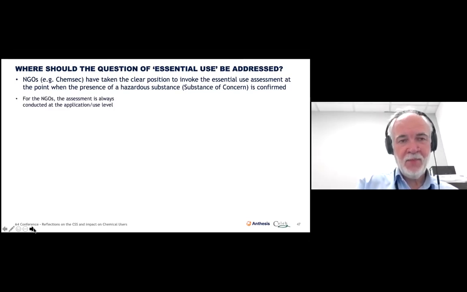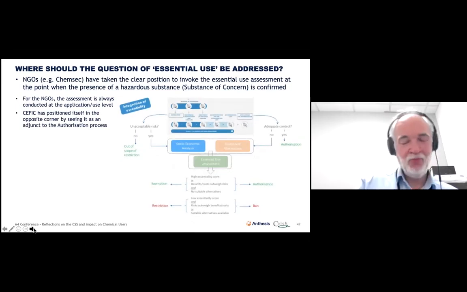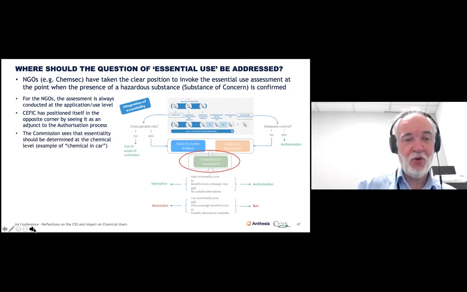On the other hand, the counter of that is the CEFIC position, which is the chemical industry position, the mainstream chemical manufacturers, who see essential use positioned completely differently, actually as part of the authorization process. So in other words, they've gone through the whole risk agenda and the adequate control or non-adequate control and added it in as a determinant for an authorization, which is obviously least impact and probably too extreme on the other end of that. So you can see the polarization in the discussion, and I think that's going to take some time to be resolved.